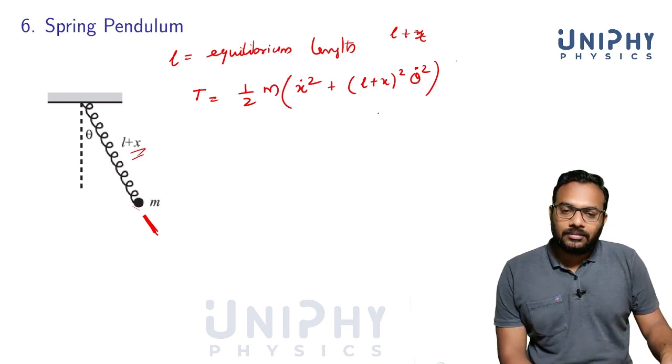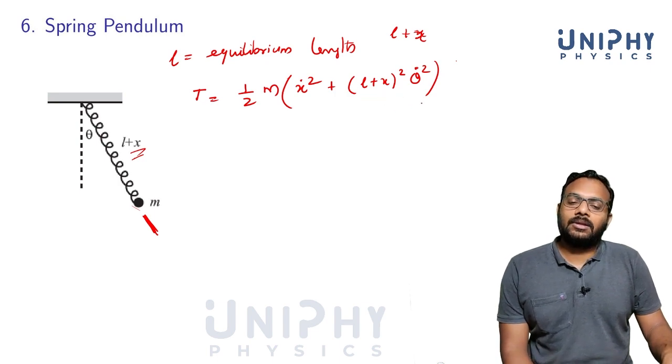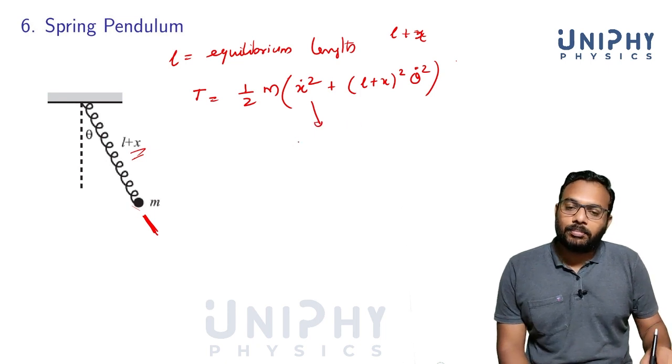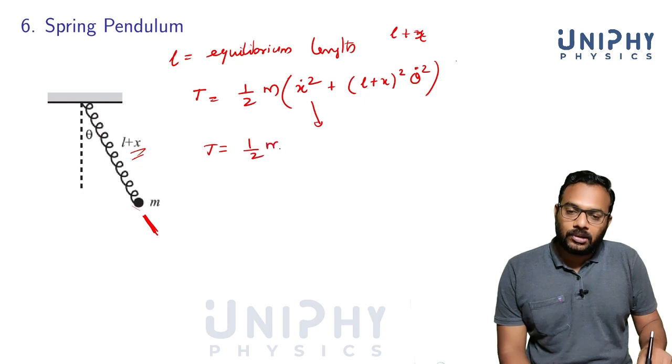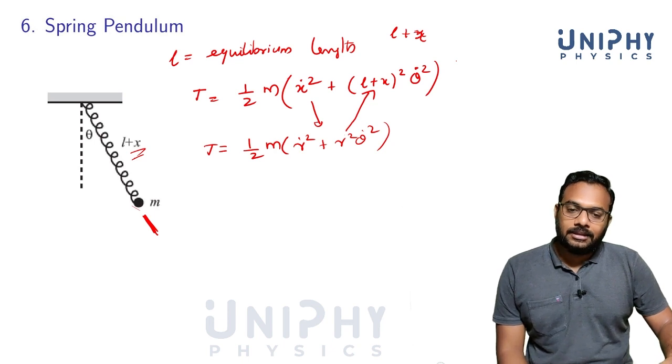This is simply the generalization of what we wrote as L square theta dot square. Here the radius is L plus x, so you have L plus x whole square theta dot square. This is exactly the same thing that we wrote for plane polar coordinates. If you remember, we wrote the kinetic energy in plane polar coordinates as half m times r dot square plus r square theta dot square. And instead of r, you have L plus x here.